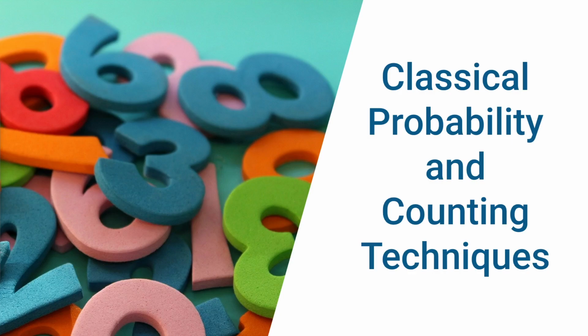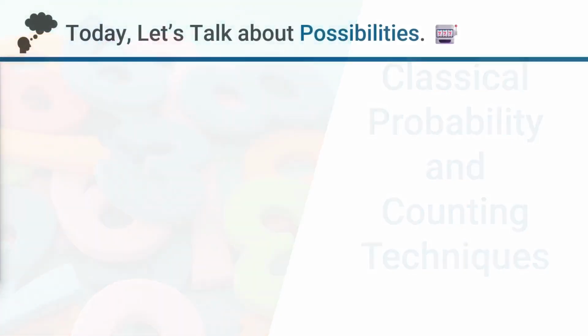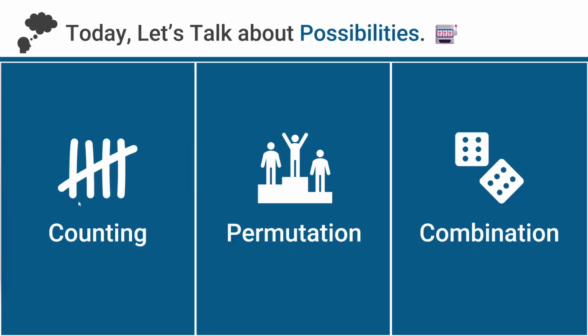All right, so for now, we're going to be dividing the discussion into three parts, mainly in terms of counting, permutation, and combination. So the first part is with regards to counting.